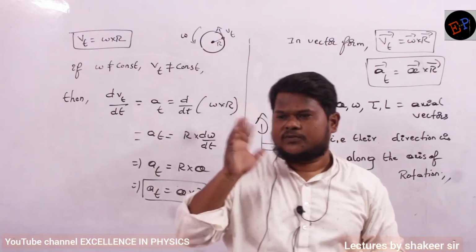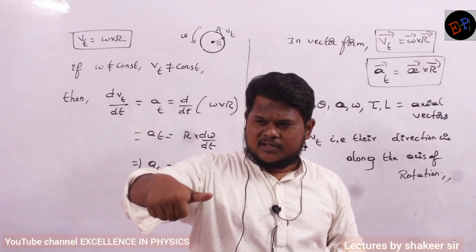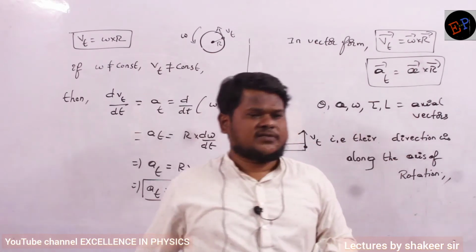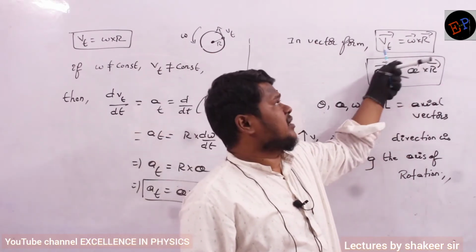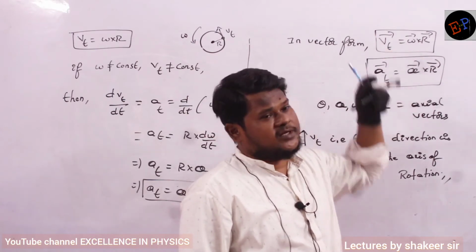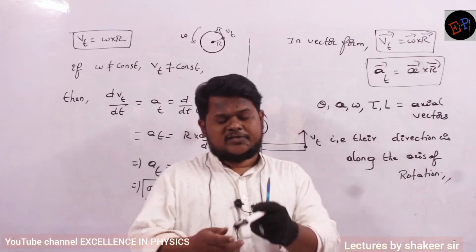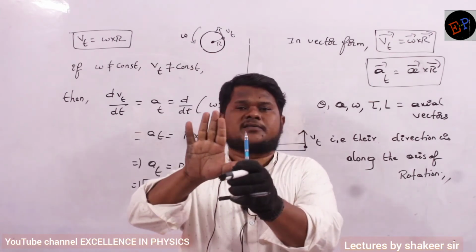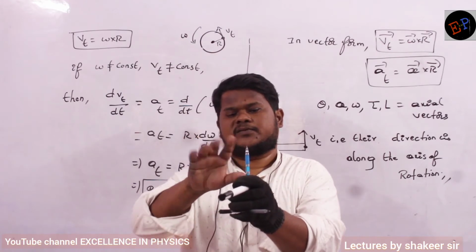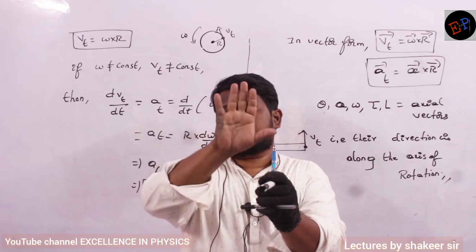Place your right hand on the first vector, rotate towards the second vector. The thumb should give the direction of the resultant vector. Now I know the r dash direction, I know the v direction. Then what is the direction of omega? It is possible only when I place my right hand like this. This is the axis of rotation. I should place my right hand also in the axis direction.